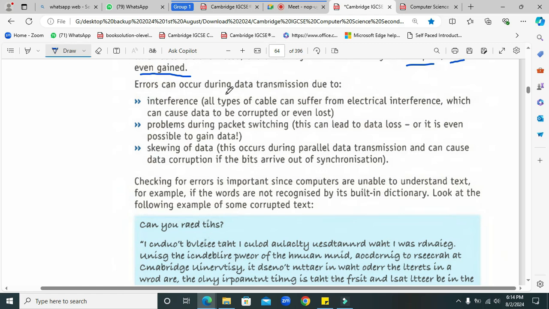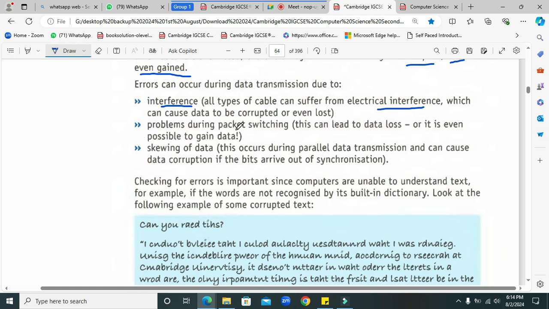Errors can occur during data transmission due to interference. All types of cable can suffer from electrical interference, which can cause data to be corrupted or even lost, because there are lots of signals in the air: electrical signals, magnetic signals, microwaves, radio waves. So if there is interference, then your data would be corrupted or lost.